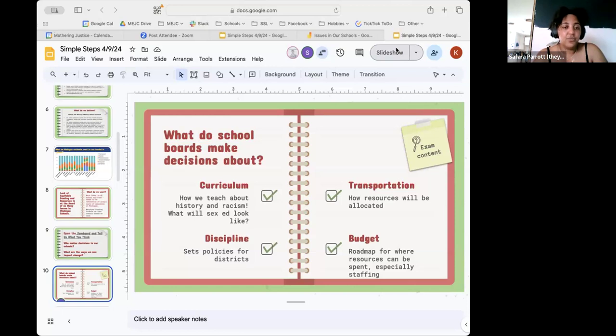We have discipline, so we're looking at policies on how kids are being disciplined. What is the process? What is the due process? What are the suspensions? All of the intricacies and interpretations of what a discipline-worthy thing is. That is all being decided by the school board, as well as transportation.